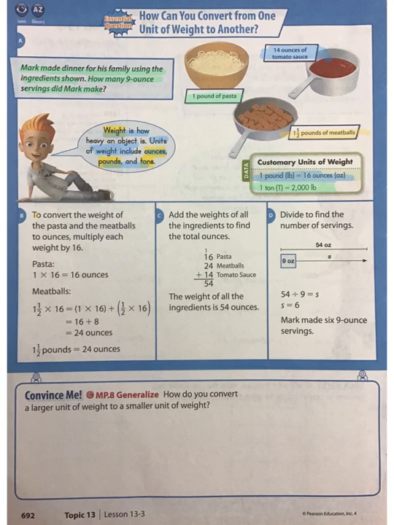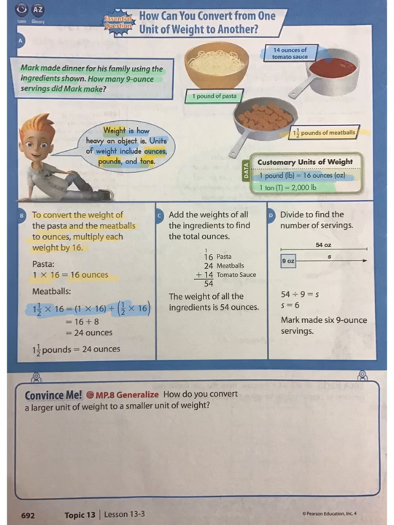So to convert the weight of the pasta and the meatballs to ounces, we have to multiply each weight by 16. So if we have 1 pound of pasta, that would be 16 ounces. And then if we have 1.5 pounds of meatballs, that is 1 and a half times 16.